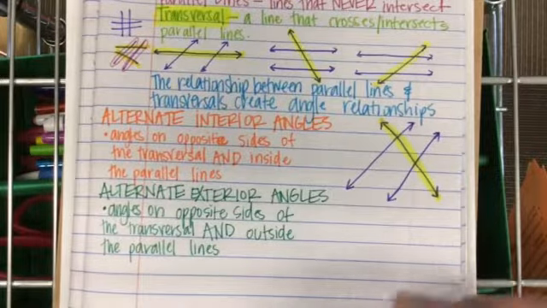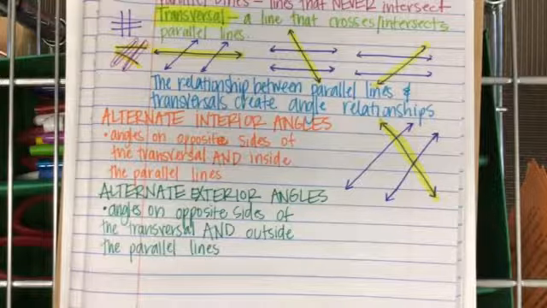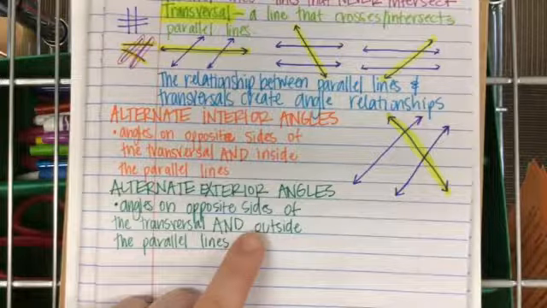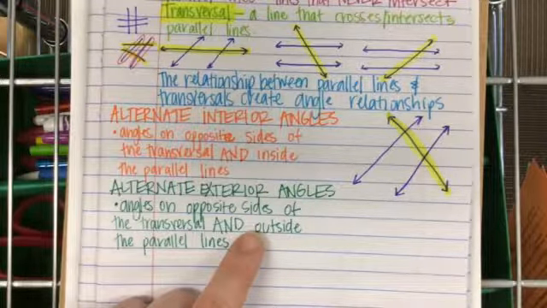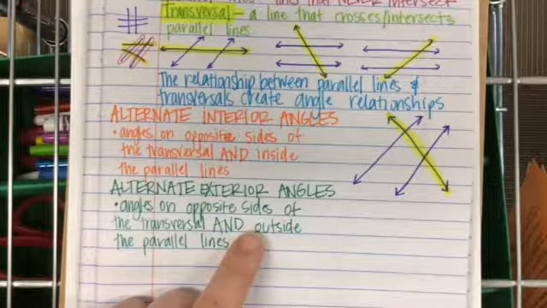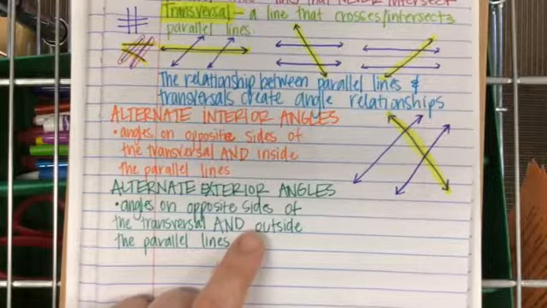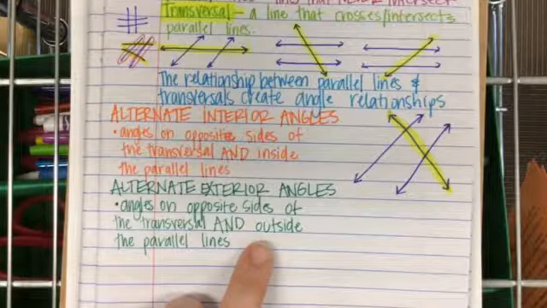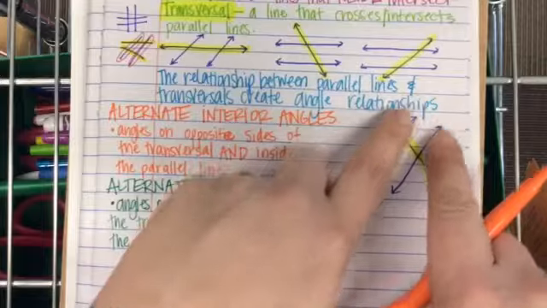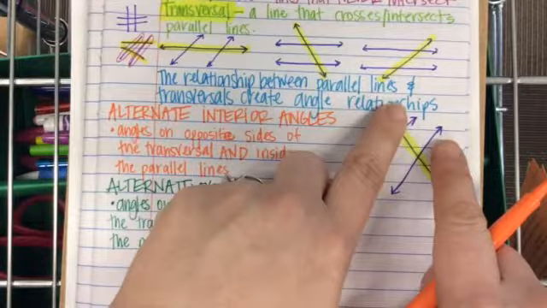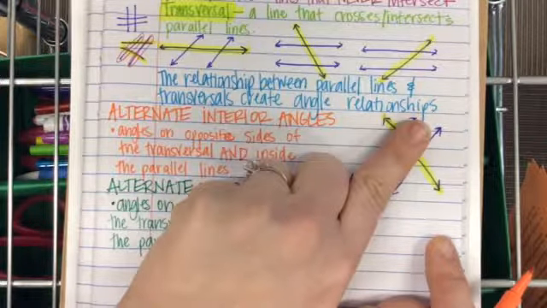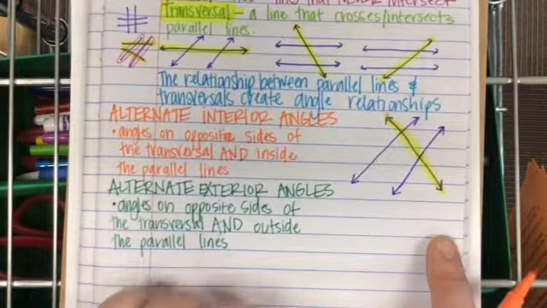So let's look. In this picture I just drew, alternate interior angles are angles on opposite sides of the transversal and inside the parallel lines. Sometimes it's easier to start backwards. Inside the parallel lines. So where are my parallel lines? Right here. And what's inside? In the middle, right? This part, where my finger is, that's inside, right? And they're on opposite sides of the transversal.